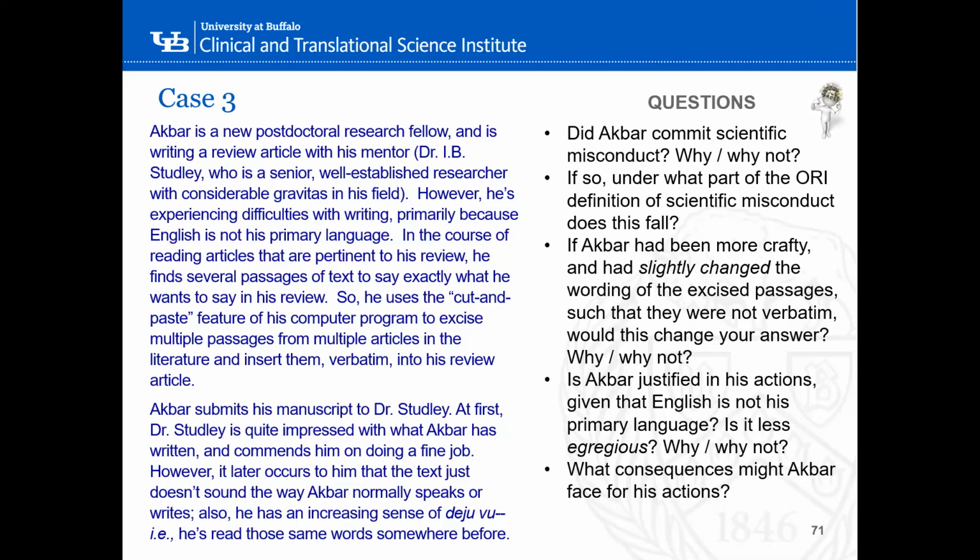Okay. If Akbar had been more crafty and he had slightly changed the wording of the excised passages such that they were not verbatim, would this change your answer? Why or why not? No, it's still plagiarism. The context and the idea being communicated is the same. Changing words doesn't remove the fact that the ideas are essentially the same. So I would classify this still as plagiarism. I think a good answer. It is. Does anybody else want to comment on this?